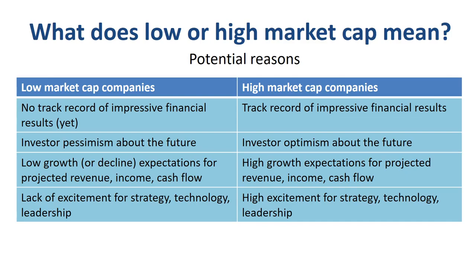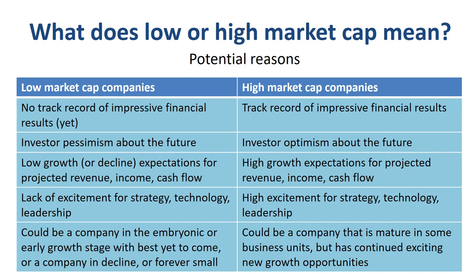Lastly, the development phase that the company and its business units are in could also be important. A low market cap company could be a company in the embryonic or early growth stage with the best yet to come, or a company in decline with its best days behind it, or a company that will forever stay small. A high market cap company could be a company that has reached a certain level of maturity, a proven track record in some business units, but has continued exciting new growth opportunities.